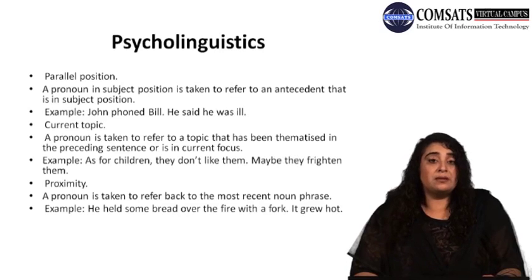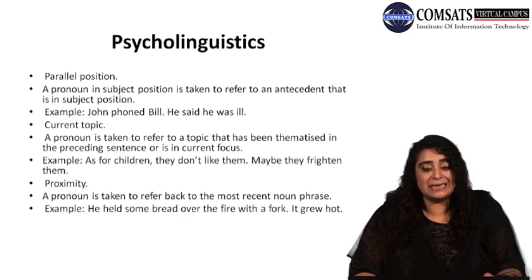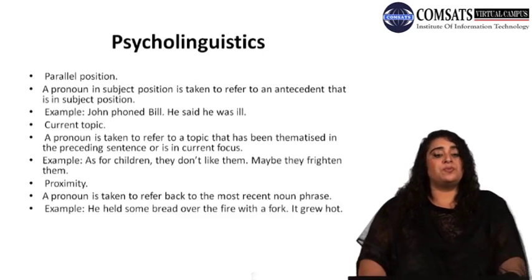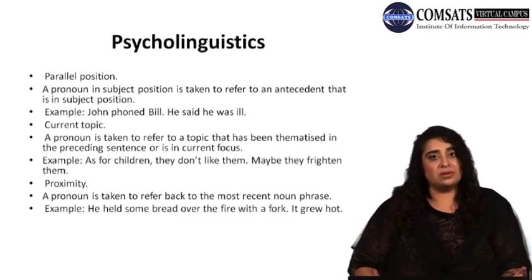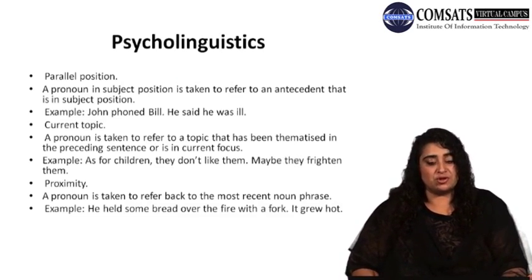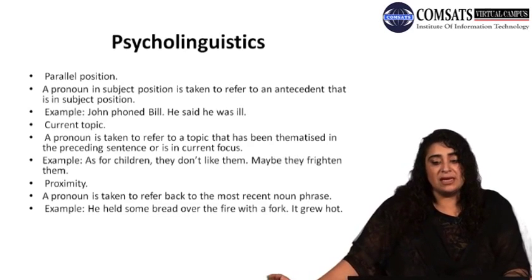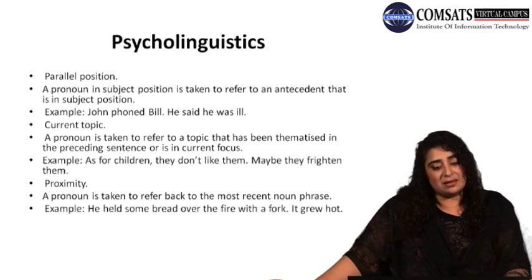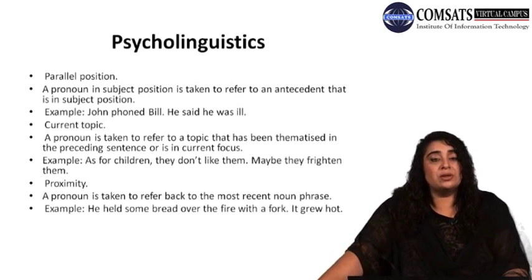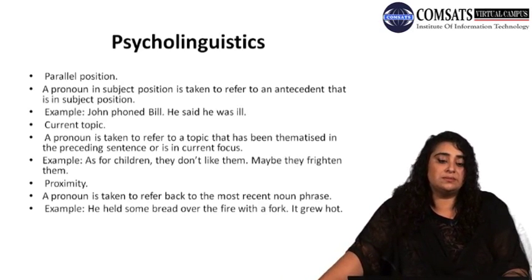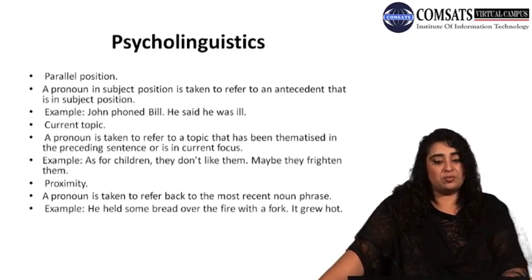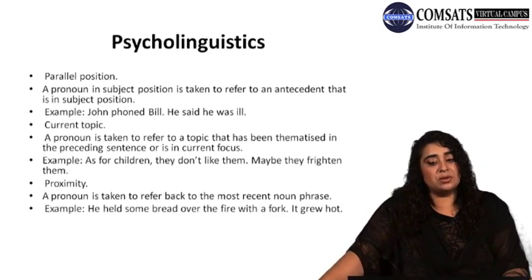The first factor would be parallel position. Now, what is a parallel position? A pronoun in subject position is taken to refer to an antecedent that is in subject position. A pronoun used in the place where a subject should be is taken to refer to an antecedent that is in the subject position. For example, John phoned Bill. He said he was ill. You see, you take the pronoun and match it with the antecedent.